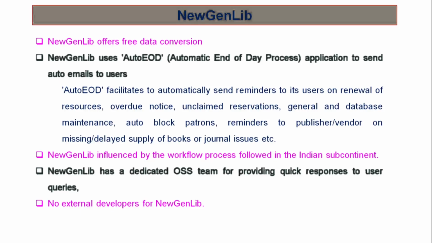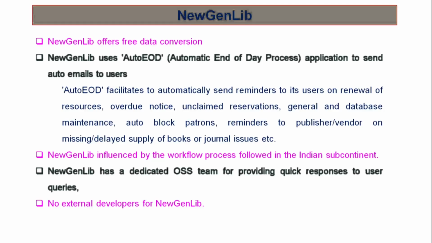So NewGenLib uses auto EOD, that means an automatic end of day process application to send auto emails to users. That means auto EOD automatically sends reminders to users on renewal of resources, overdue notices, unclaimed reservations, general and database maintenance, auto block patterns, and reminders to publishers or vendors on missing, delayed, or supply of books or journals, etc. It is a good function. At the end of the day, the system by default automatically sends the messages to the individual users.